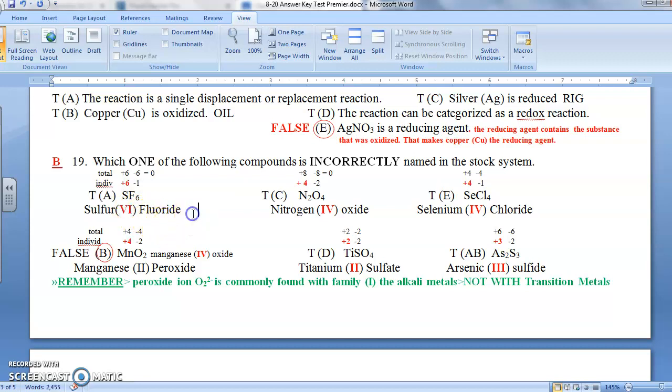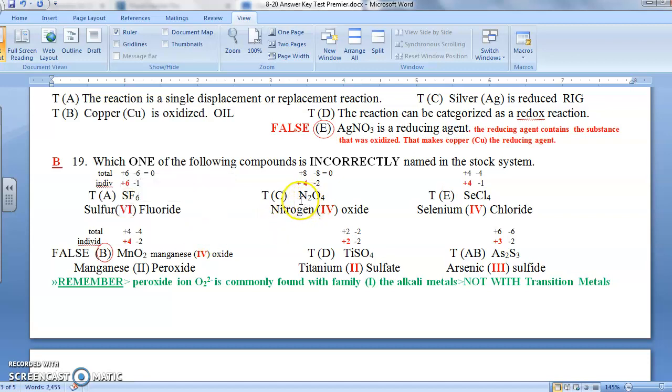What would be the prefix name for this SF6? It would be sulfur hexafluoride. In the prefix system, it's sulfur hexafluoride. In the stock system, we use a Roman numeral. The Roman numeral is equal to the oxidation number of the less electronegative element, in this case sulfur, sulfur 6.